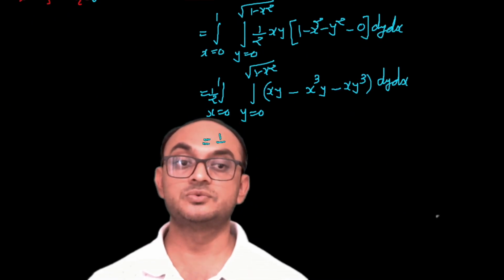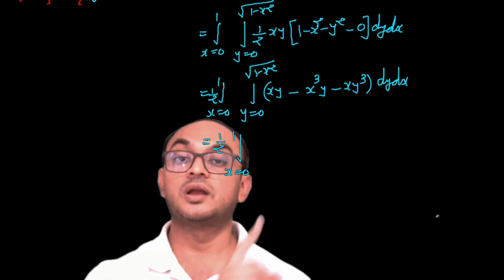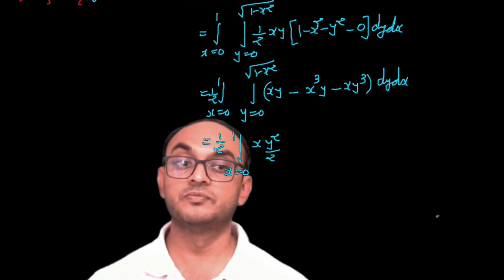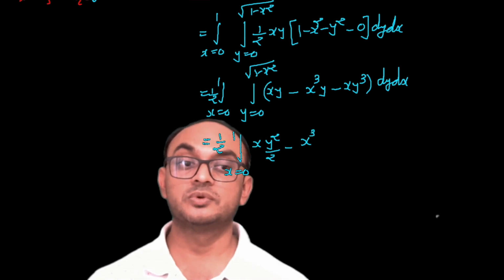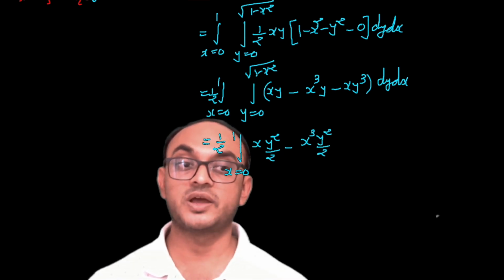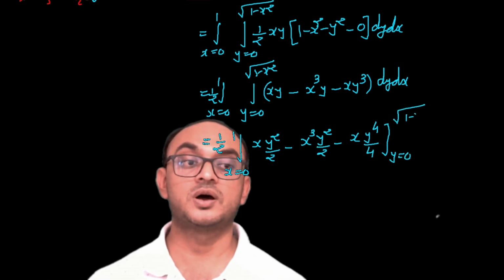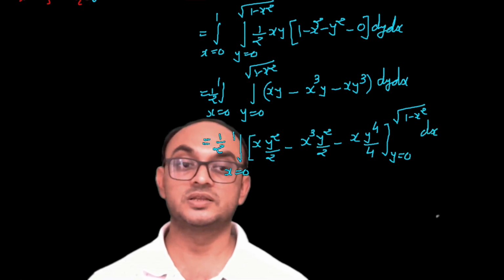So this is equal to 1 upon 2 integration x equal to 0 to 1. Now integration of the quantity with respect to y. So x y square by 2 minus x cube, y has integration y square by 2, minus x, y cube has integration y raised to 4 by 4, with the limit of y equal to 0 to under root 1 minus x square dx.